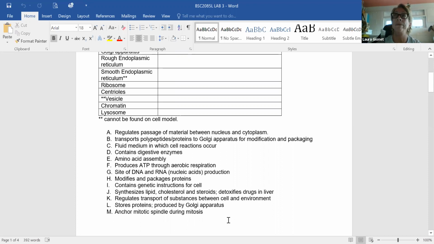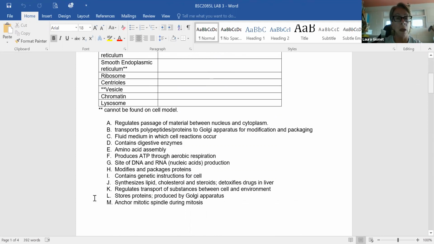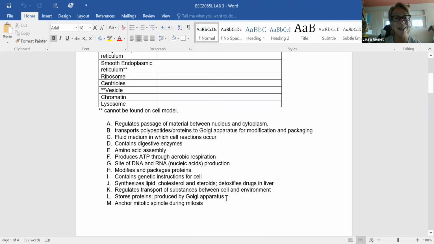Any vesicle just stores material, but the lysosomes, well, hold on, let me just check that to make sure we're not calling something this. Hold on, let me go back to L for just a moment. M, anchoring mitotic spindles during mitosis. That would be the centrioles. So we have a vesicle, and we have the lysosomes. Yeah, proteins produced by the Golgi apparatus.